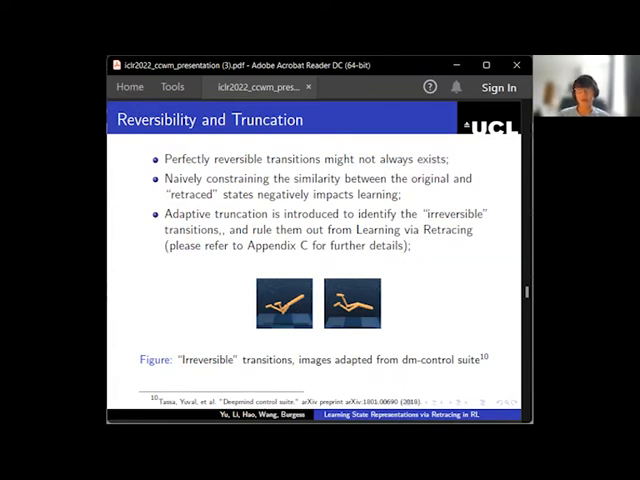In order to deal with such irreversibility, we introduced an approach termed adaptive truncation, which could identify the irreversible transitions based on the value estimates of your downstream RL controller, either value-based or actor-critic or something like that. And then we leave them out from training the cycle consistency part of the model. But note that we still keep them for training the model using the standard forward predictive reconstruction. We propose a theorem in the main paper to justify the adaptive truncation. It's in Appendix C if you are interested.